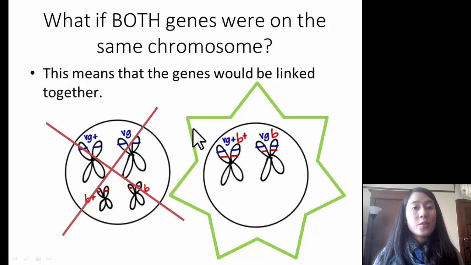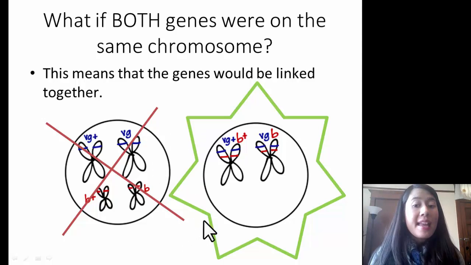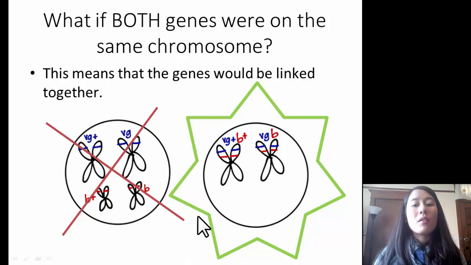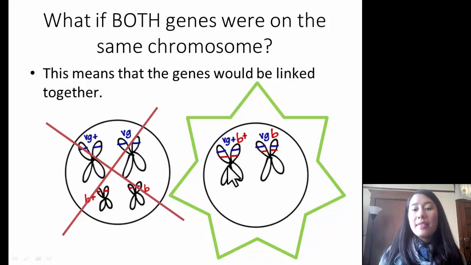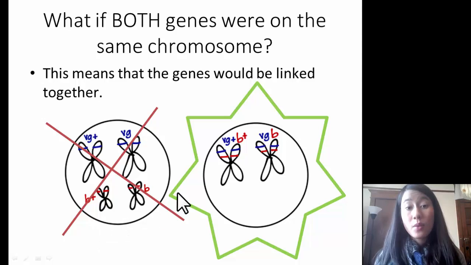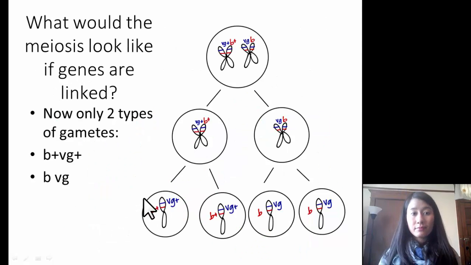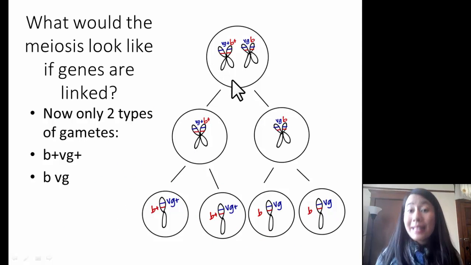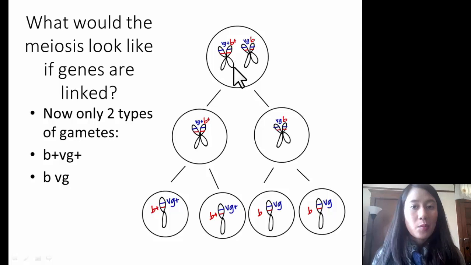If both genes were on the same chromosome, this means that these genes would be what we call linked together. This is what it looks like here in the green star. These genes are located on the same chromosome instead of being on separate ones like we initially predicted at the beginning. This is going to mean that meiosis will look different. If the genes are linked, then meiosis is not really looking at 4 chromosomes anymore for these traits. We're looking at just 2 chromosomes for the 2 genes.